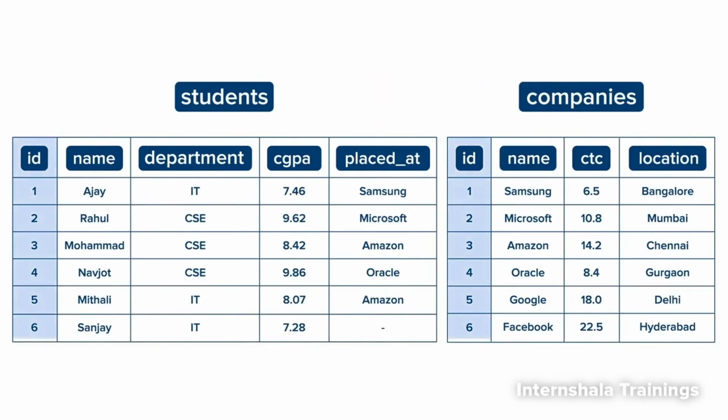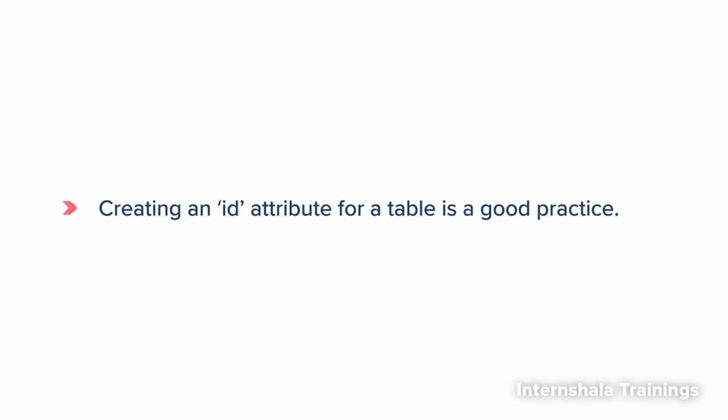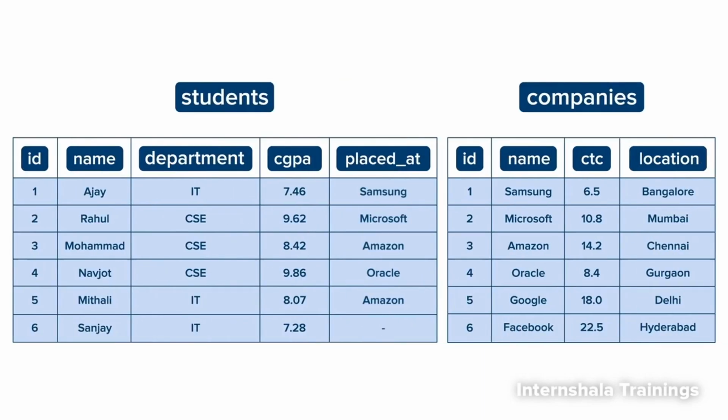Let us create an ID attribute for these tables. Can you guess why we created this attribute? If you remember, we discussed that in every table we should create an ID attribute as a good practice that should contain auto-incremented values. The foreign key will now refer to the ID attribute of the companies table, and it should contain values only from this ID attribute. So, the companies' names from the students table should be replaced by the companies' IDs.